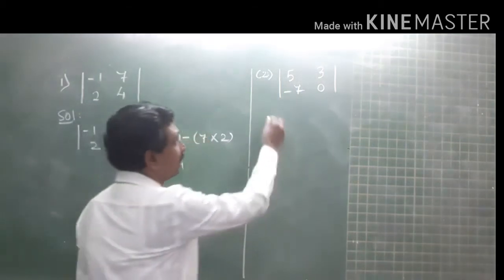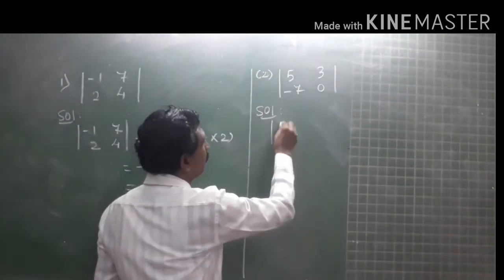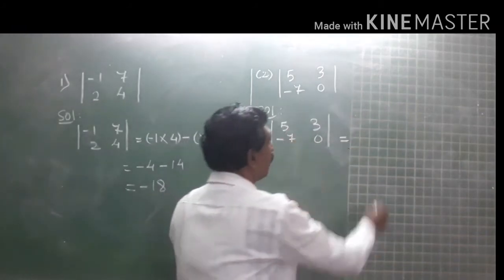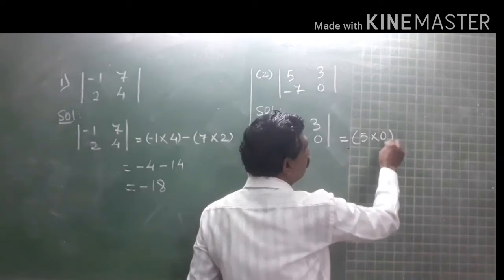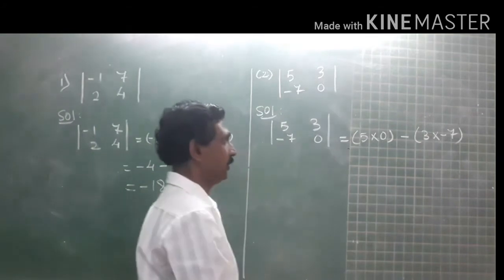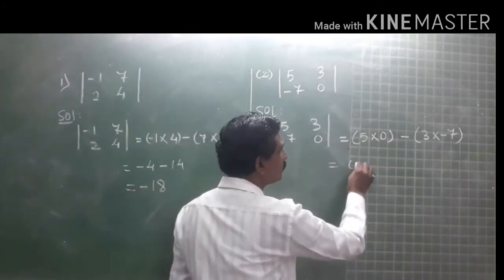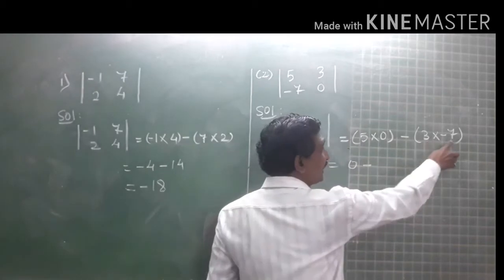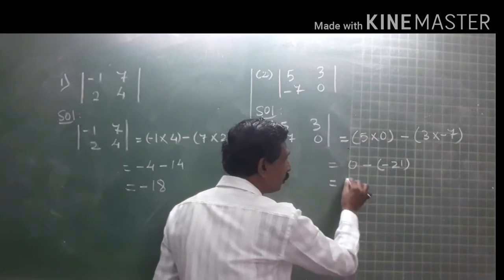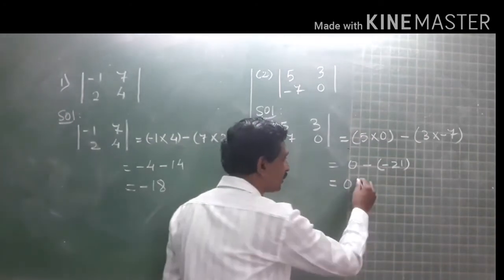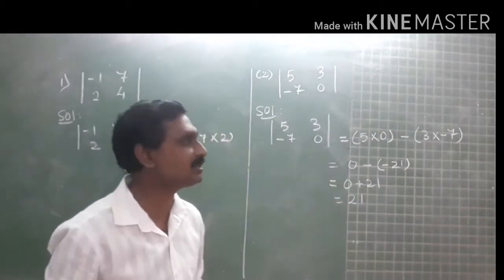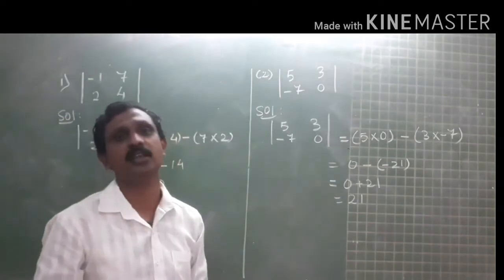Let's take one more example. Solution. 5 minus 7, 3, 0. Now this is equal to 5 multiplied by 0 minus 3 multiplied by minus 7, which is equal to 5 zeros are 0 minus, now here if you see 7 threes are 21, you get minus 21 over here, which is equal to 0. Minus into minus gives me plus 21, which is equal to 21. So what is the value of this determinant? The value of this determinant is 21.